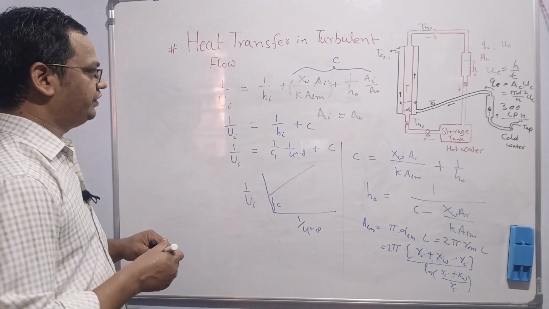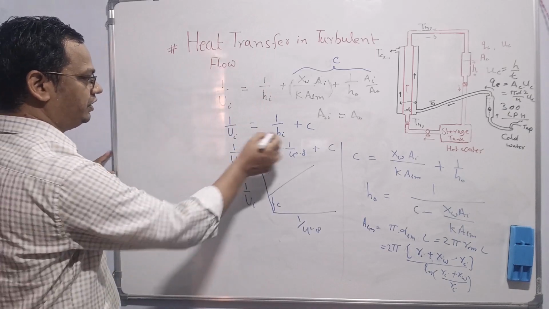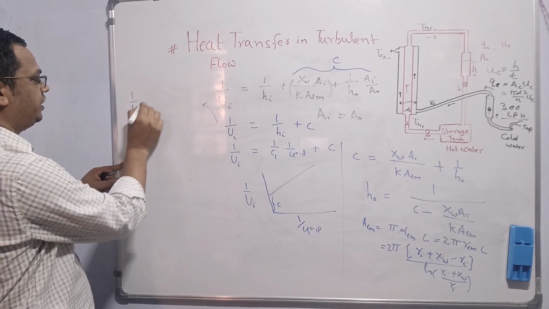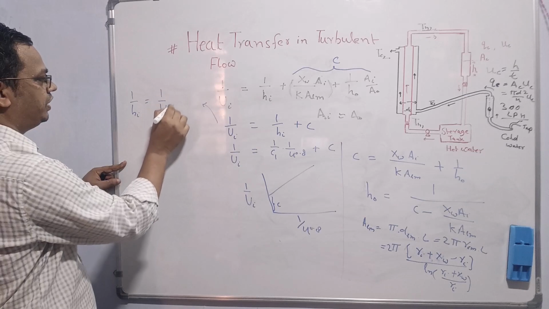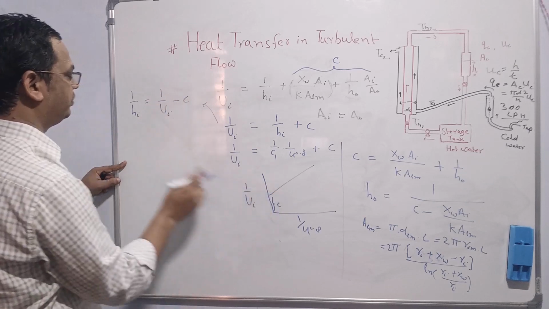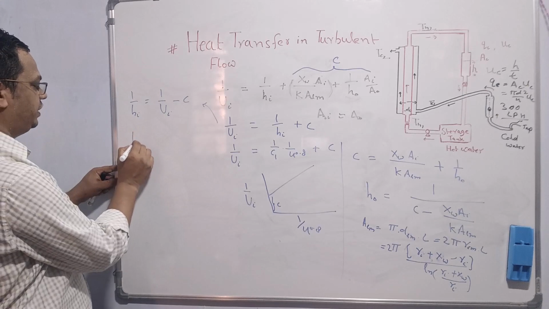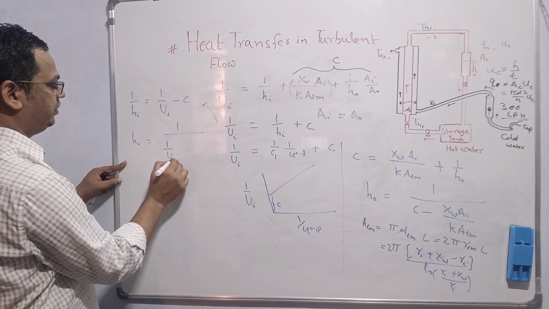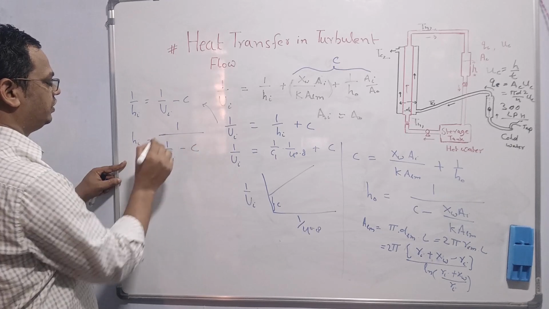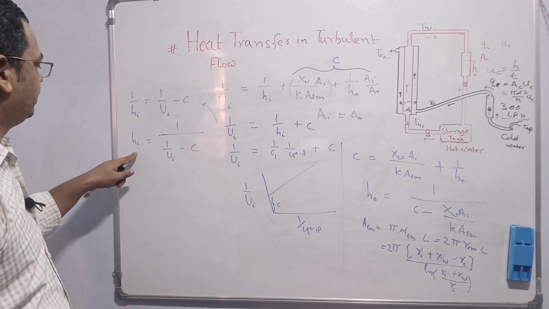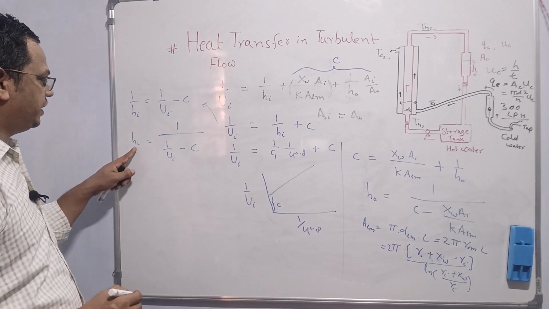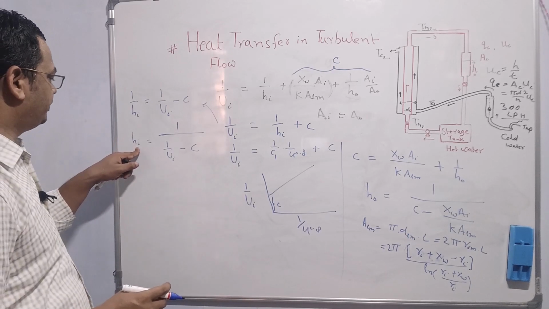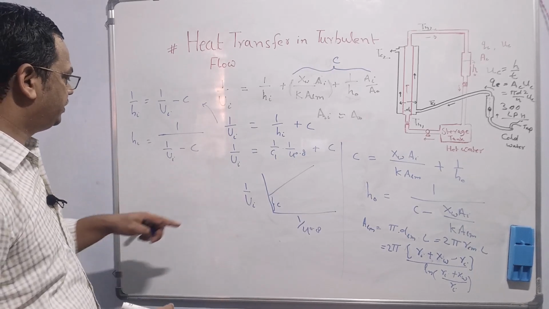Next we can find the inside film heat transfer coefficient hi. So we can write from here 1 by hi is equal to 1 by Ui minus C. C is known from the graph. We can write hi is equal to 1 by, 1 by Ui minus C. So from here we can find the hi. This is the hi which is obtained from the experiment, and we can verify the inside film heat transfer coefficient from the experiment against the empirical equation.